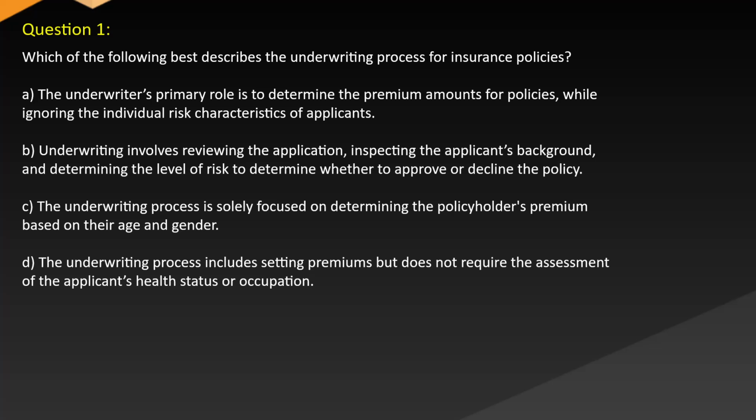Question 1. Which of the following best describes the underwriting process for insurance policies? A. The underwriter's primary role is to determine the premium amounts for policies while ignoring the individual risk characteristics of applicants. B. Underwriting involves reviewing the application, inspecting the applicant's background, and determining the level of risk to determine whether to approve or decline the policy. C. The underwriting process is solely focused on determining the policyholder's premium based on their age and gender. D. The underwriting process includes setting premiums but does not require the assessment of the applicant's health status or occupation.